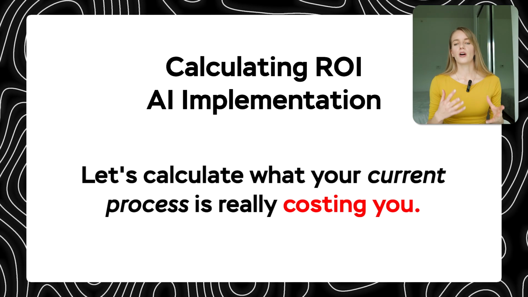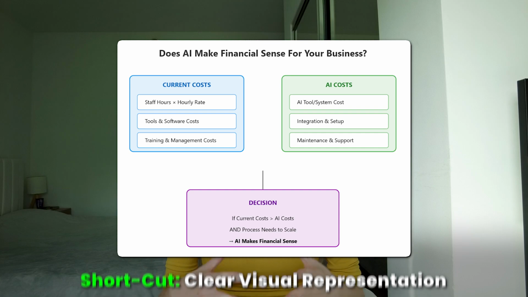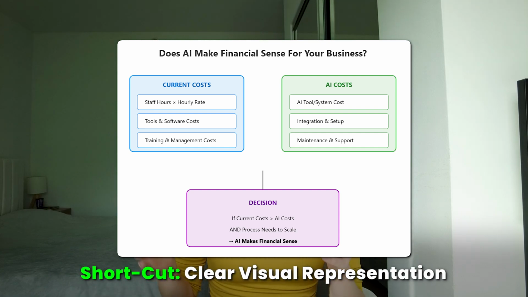Let's calculate what your current process is really costing you. Take every person who is involved in the process. Find out how many hours they are spending on this work right now, for example, 10 hours for qualification, and then just multiply by the hourly rate. And then see if there are many people doing this work right now in your team, in your organization. This is how you identify how much it costs you right now.